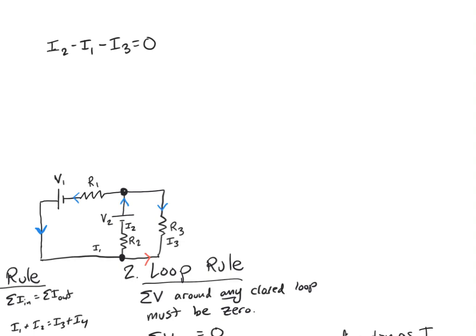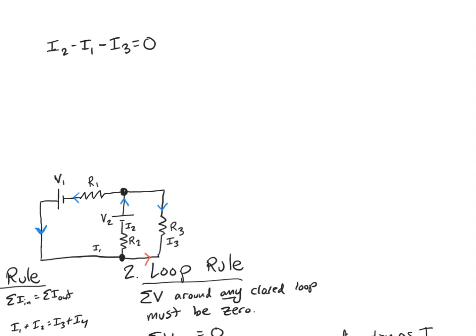Now I can also write a second equation for the bottom, but you'll actually find in this case it's redundant because I have I1 plus I3 minus I2. And that's just the negation of this whole thing. It's just moving everything to the other side. So in this case, the junction rule only gives me one equation to use.